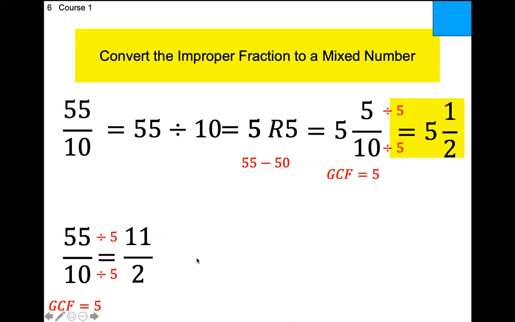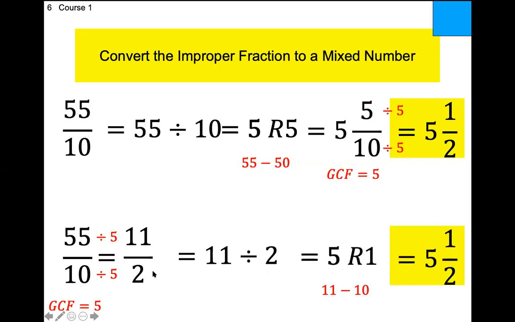2 goes into 11, let's see, 2, 4, 6, 8, 10, 5 times. 11 divided by 2 is 5. 2 times 5 is 10. 11 minus 10 is 1. So we get 5 and 1 over 2. There are your 2 techniques. Pick and choose whichever one you like. Perfectly fine. Gavin, which one did you like?